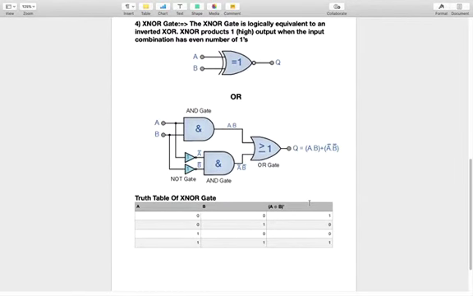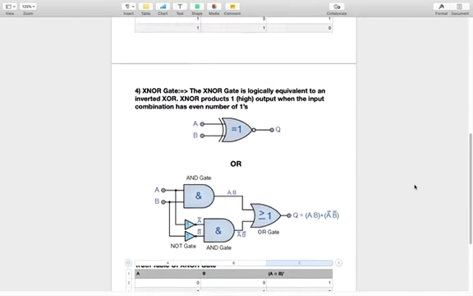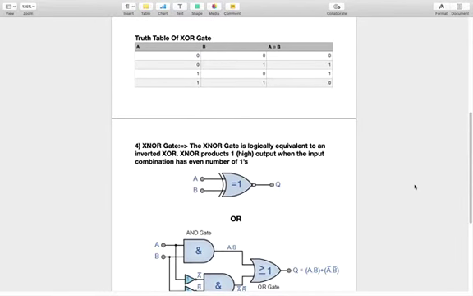Now what is the truth table of the XNOR gate? We have two inputs A and B. A is 0, B is 0, so our output is 1. A is 0, B is 1, so the number of 1s is odd and the output will be 0. Likewise for 1 and 0 the output will be 0, and when the number of 1s is even, the output will be 1. So it is the reverse of the XOR gate.